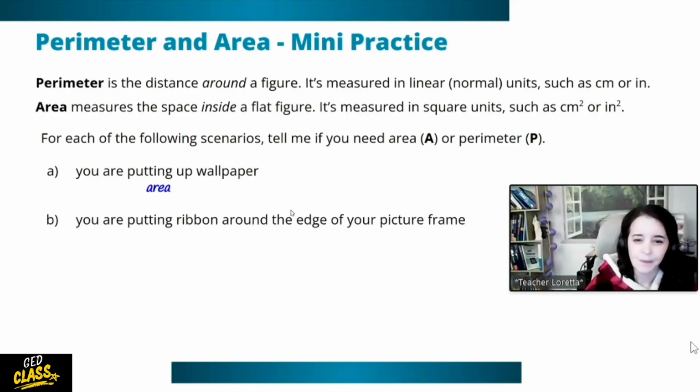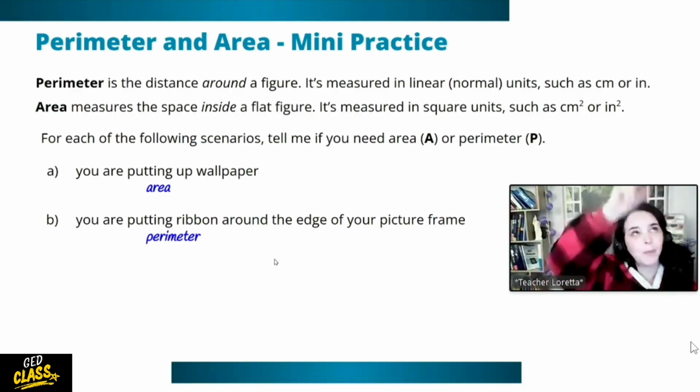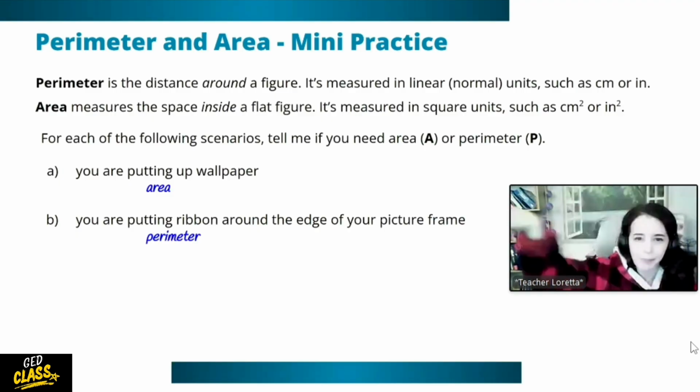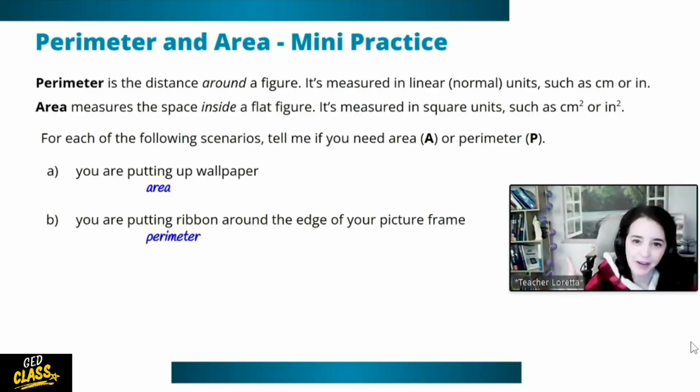Now, what if you're putting ribbon around the edge of a picture frame? Is that area or perimeter? Yeah, that's perimeter. When I was little, I had a flowered border around the top of my room. That would be perimeter, right? Yeah, like wall trims. That could be perimeter.